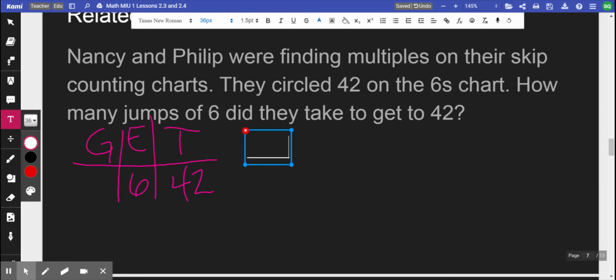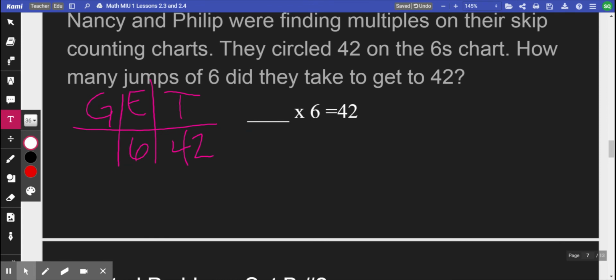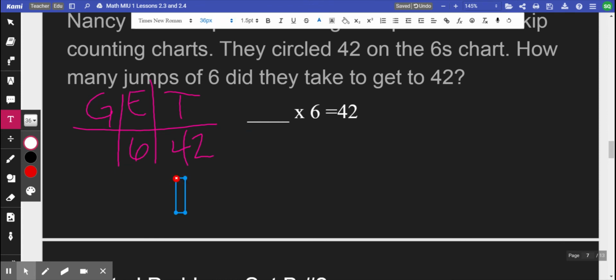So I have blank times 6 equals 42. Whoops, forgot the equal sign. So now I can count by 6's until I get to 42 and see what that is.